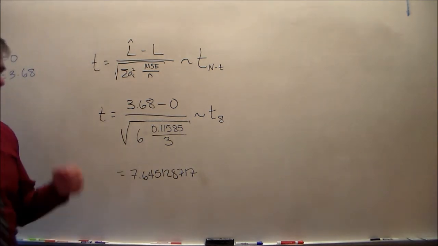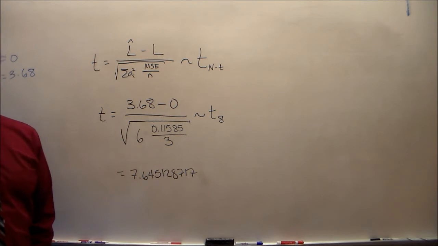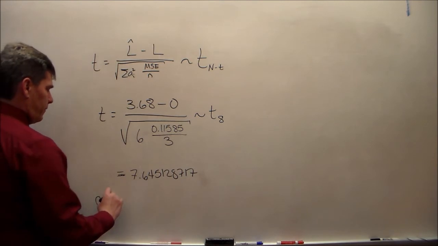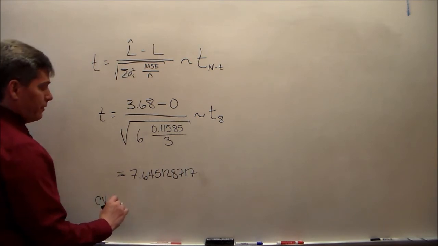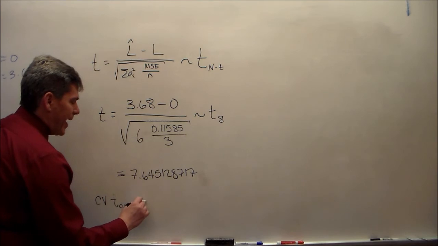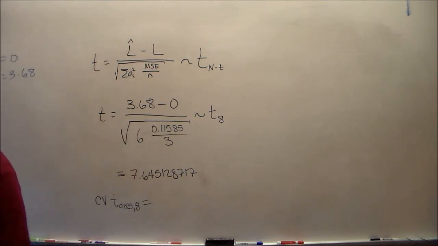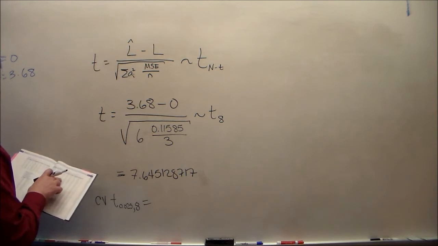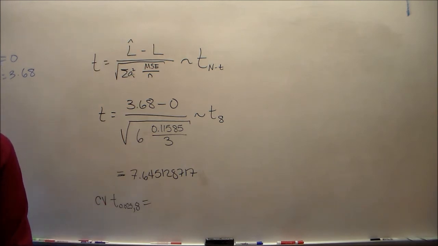Again, assuming that I did the calculations correctly, usually not a safe assumption, this is what we observe. The critical value for t of alpha is 0.05, but it's going to be alpha over 2, and degrees of freedom 8 from our textbook, back of the book, table A2. T distribution, degrees of freedom 8, 0.025: 2.3060.